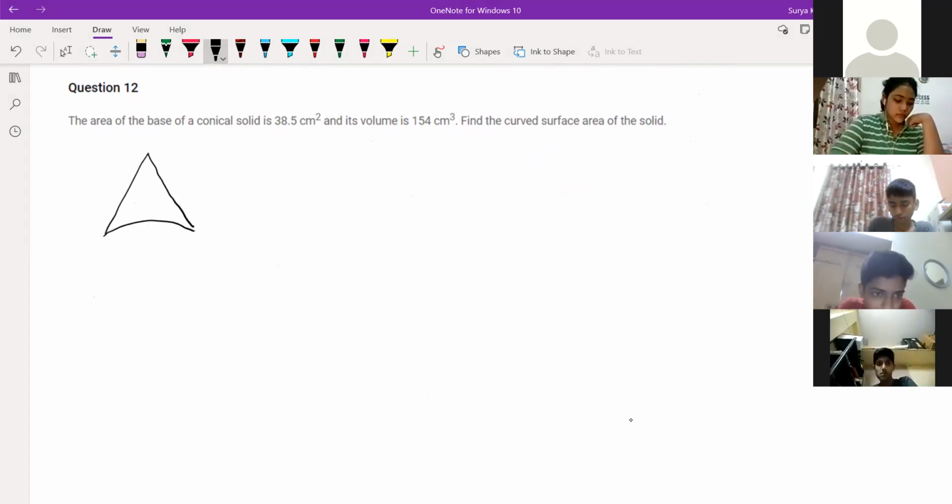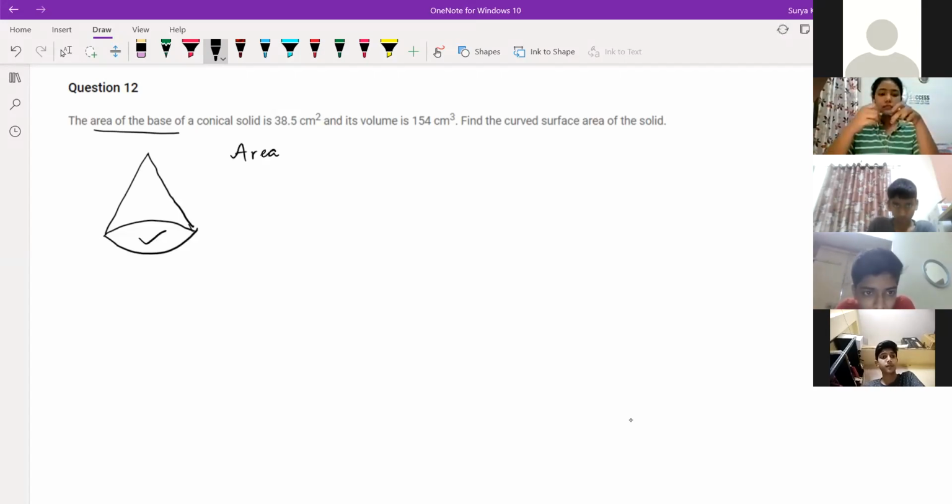See what I'm saying here. From the basic concept, what we are getting from the question we are trying to write here: area of the base. Base means your circle. Okay, Akshat. So area of the base is what we can write. Formula of area of circle is pi r square.